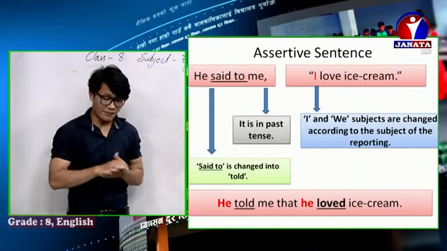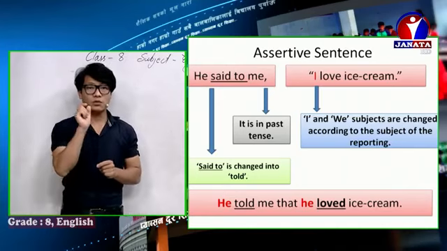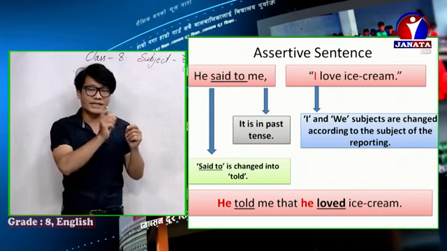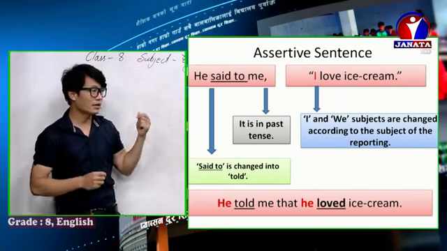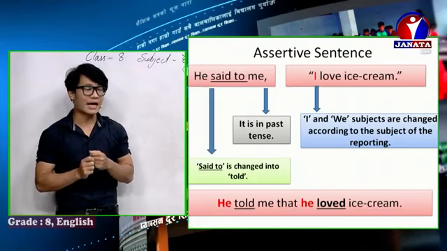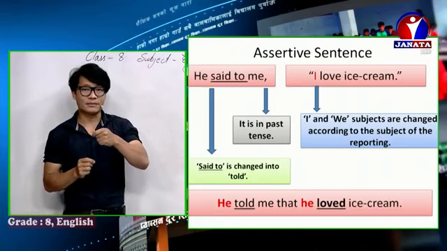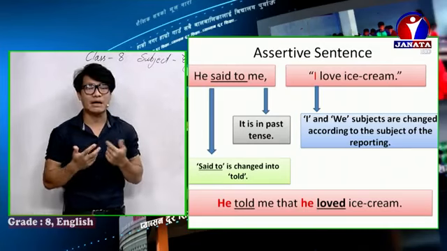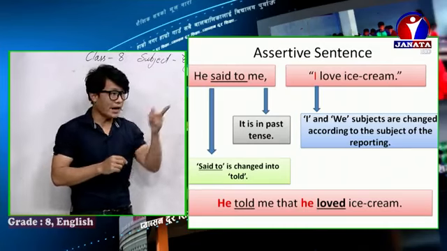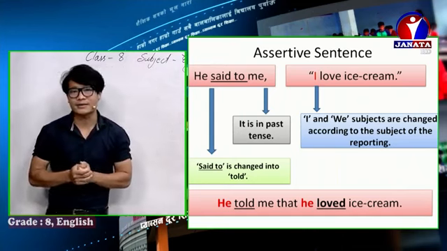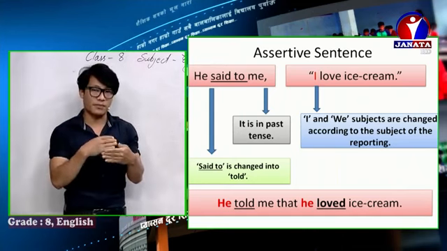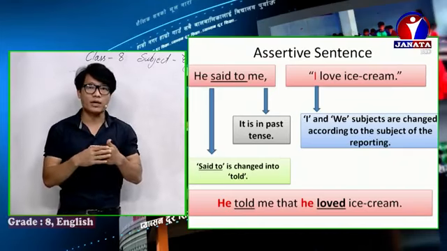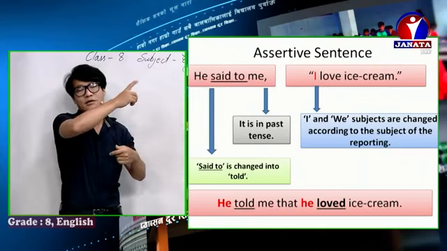I have told you that when there's a TO2 preposition after your SAID said, then we need to change said into TOLD told. That's why there is a told. He told me that he loved ice cream. Now you have a question. The first there is I, but down there is a he. How? Because I and we subjects are changed according to the subject of reporting. So subject of reporting is he, and subject of reported is I. So I should be changed according to he.